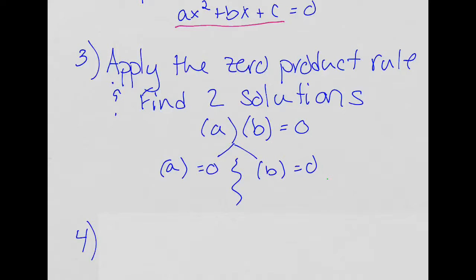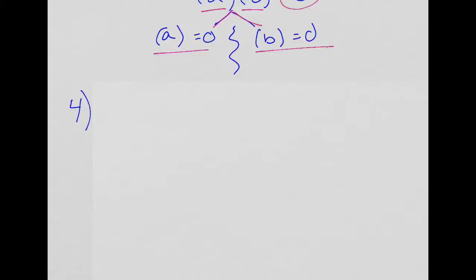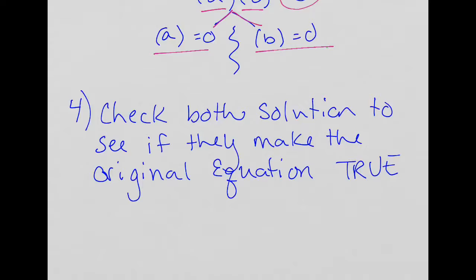And the zero product rule says if I have a factor A times a factor B and it's equal to 0, then either factor could be set equal to 0. Once we've applied the zero product rule and found the solutions, you always want to check that your solutions are actually correct. And we'll do that using substitution and check both solutions. So let's give this a try.